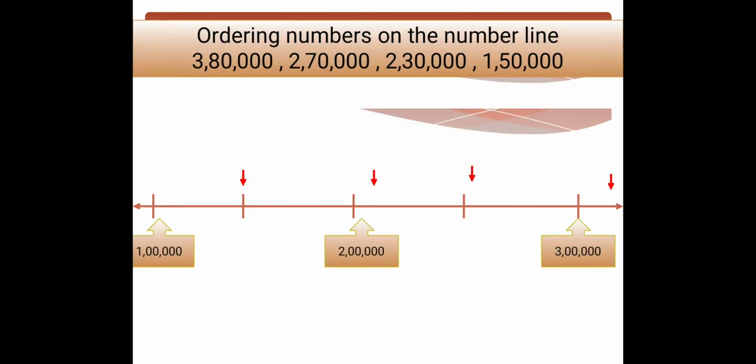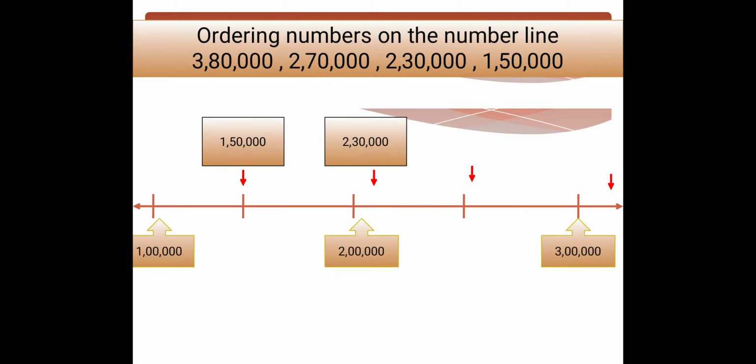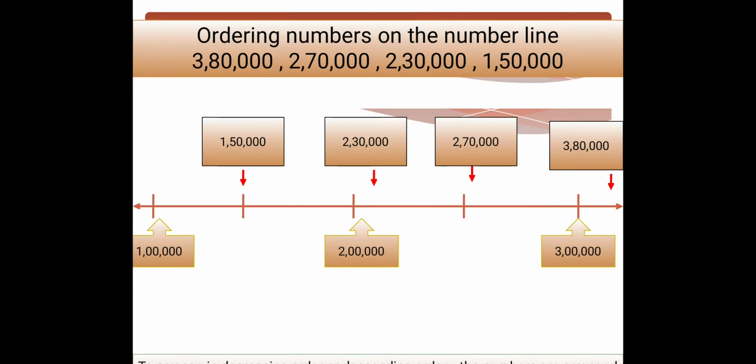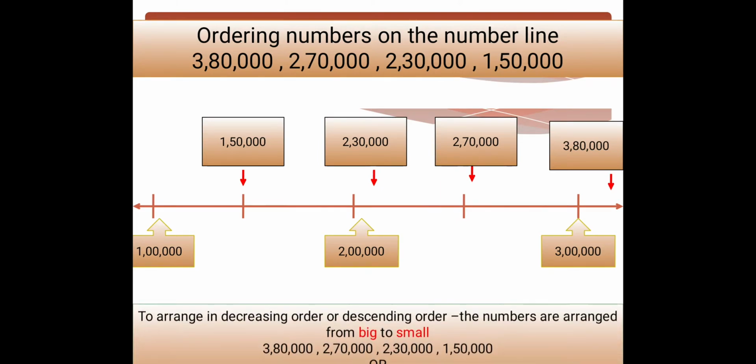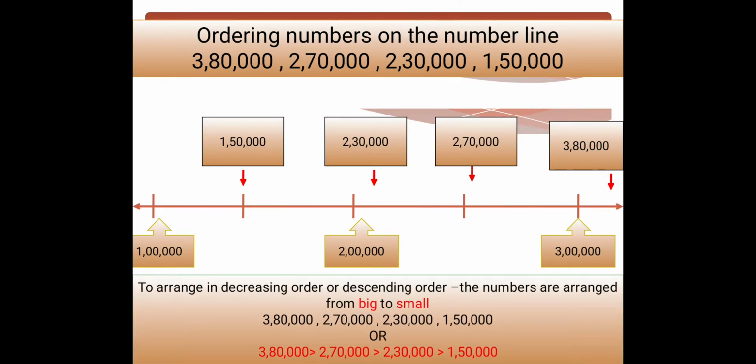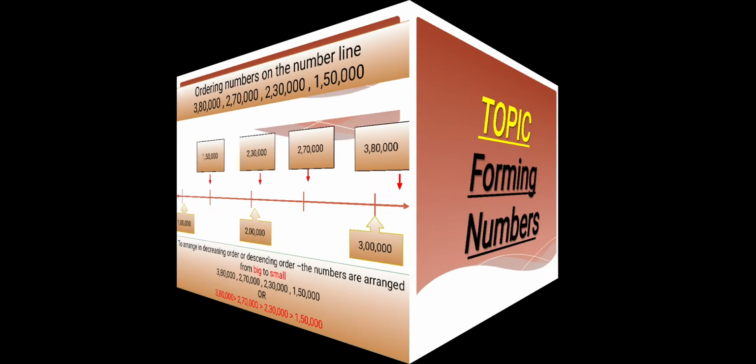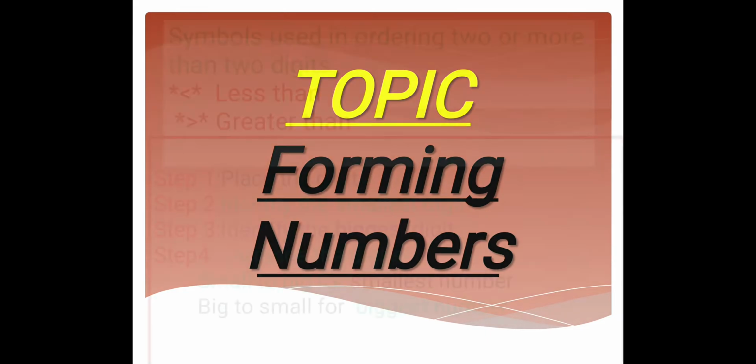We can also order the numbers on the number line. Here these are all 6-digit numbers, and we know the range is the smallest is 1 lakh and the biggest is this one. So we are placing the digits and we find out. So it is always easy if we place the digits on the number line and get the order set. So to arrange in decreasing order or descending order, the numbers are arranged from big to small and we get the decreasing order.